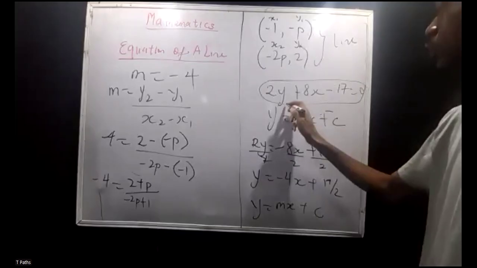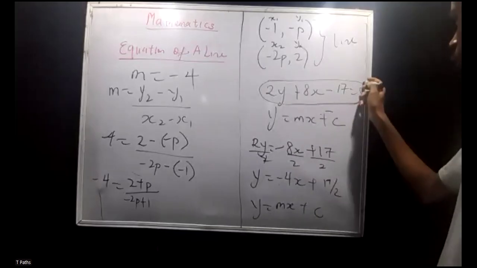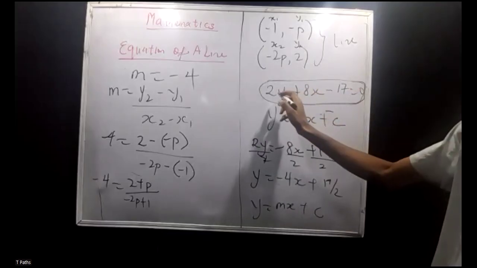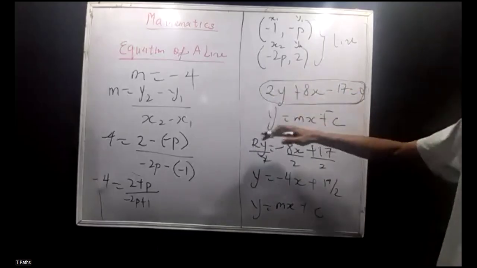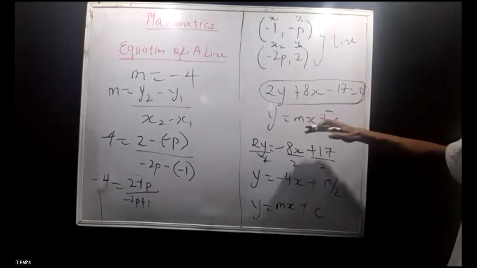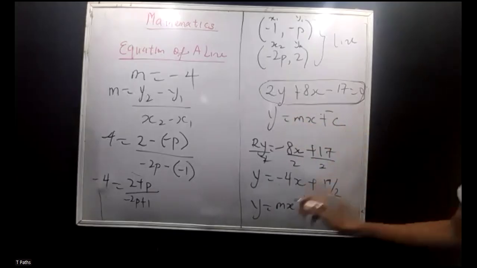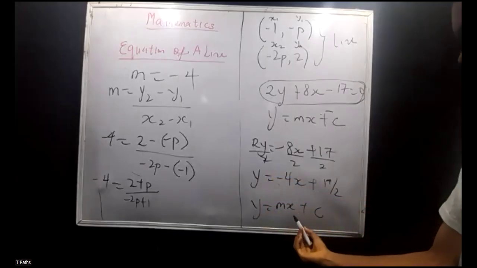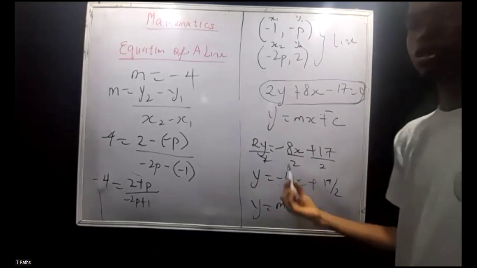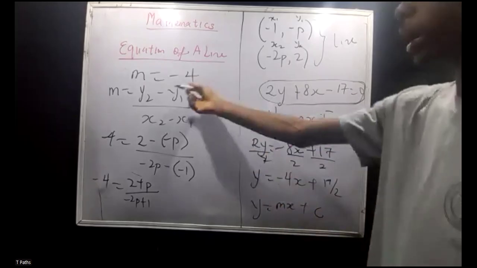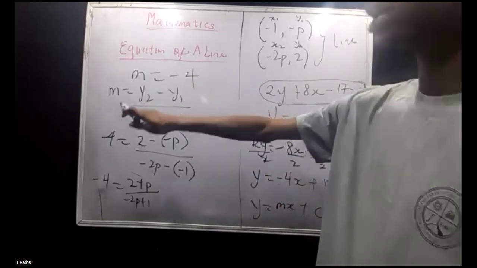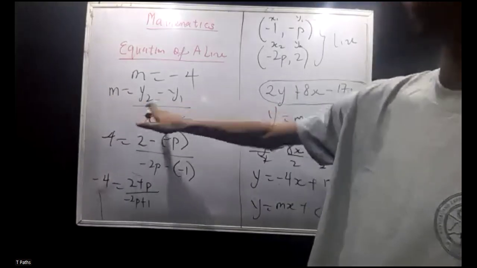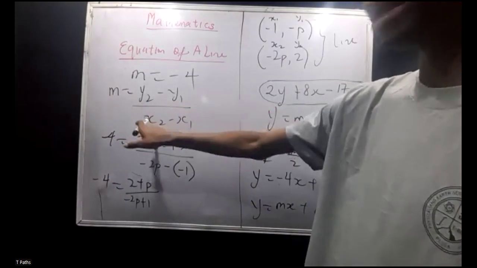Now, what I need to do is to find the slope of the line with this equation. I will rewrite this equation in the slope intercept form, which is y = mx + c, and that is what I did here. After rewriting it, it was easy to get the value of my gradient, which is -4. Now I can go ahead to solve for p using the 2-point form equation of a line, which is m = (y2 - y1)/(x2 - x1).